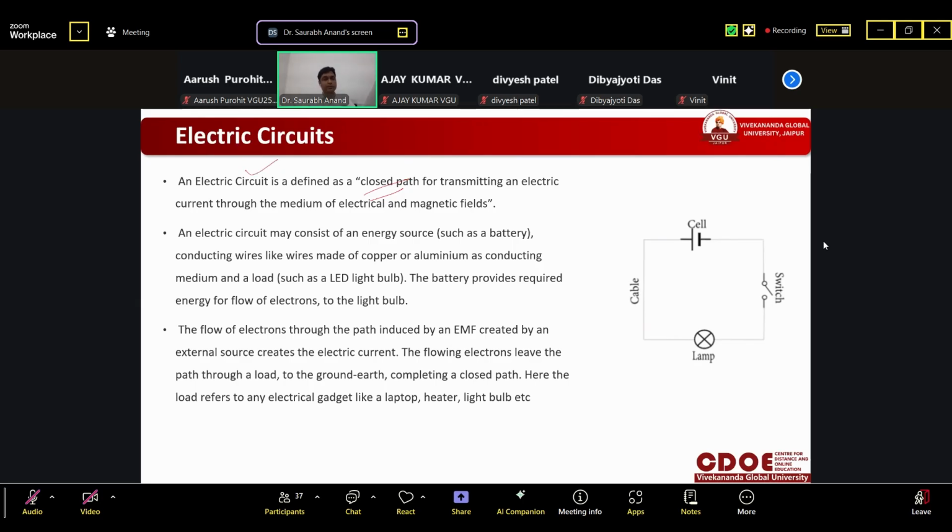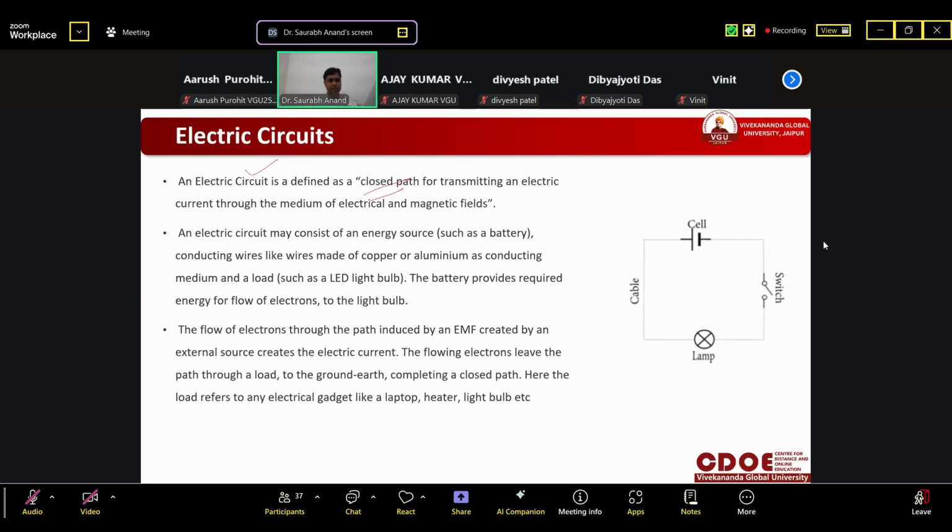And what is the use of that circuit? We are using those paths for transmitting electric current. We have electric current from the source, and that energy should be flowing through something. That something is the wire, and the wire makes the closed path, and that is the electric circuit. The electric circuit has the wire, the cable, and that cable is also known as the medium for flowing the current.